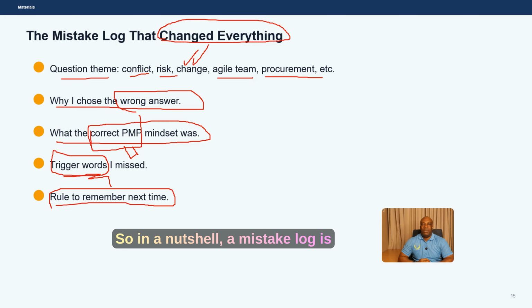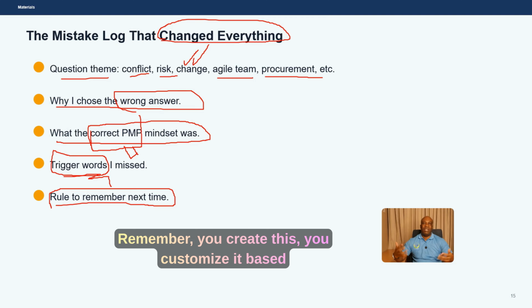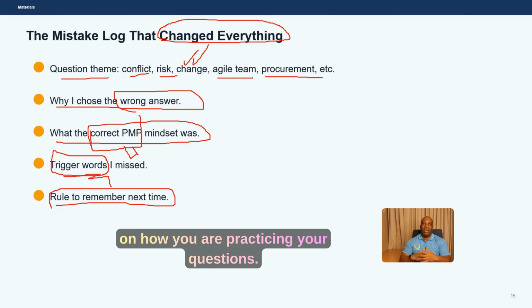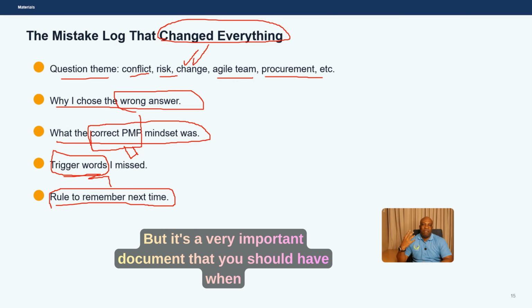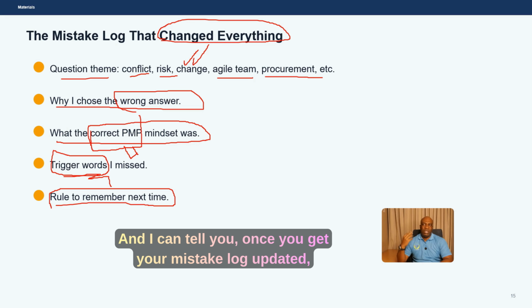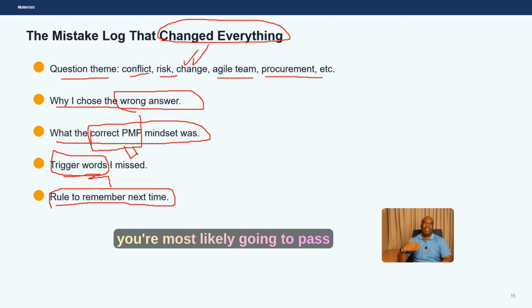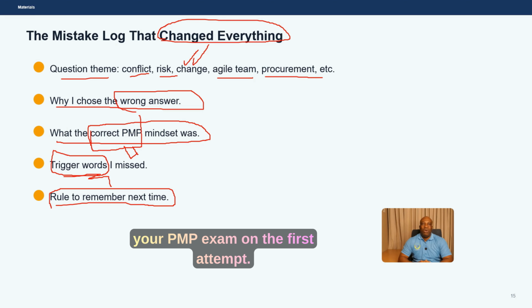So in a nutshell, a mistake log is one of the very important documents you should have. Remember, you create this, you customize it based on how you are practicing your questions. But it's a very important document that you should have when you are studying for PMP. And I can tell you, once you get your mistake log updated, you revisit, you correct the mistakes, you're most likely going to pass your PMP exam on the first attempt.